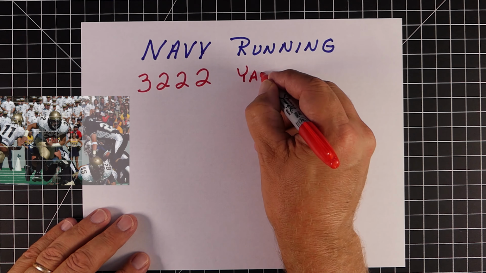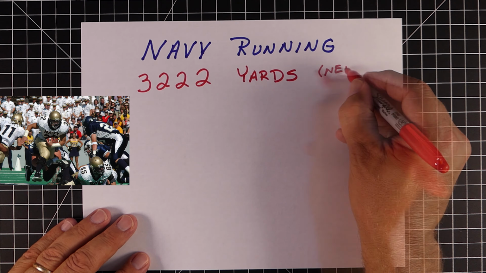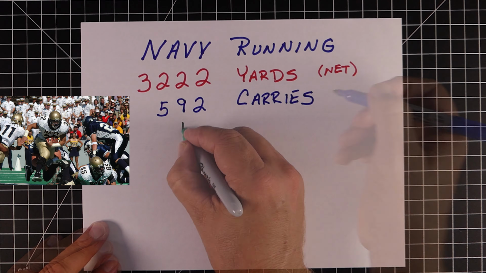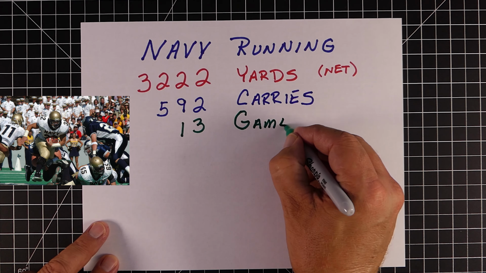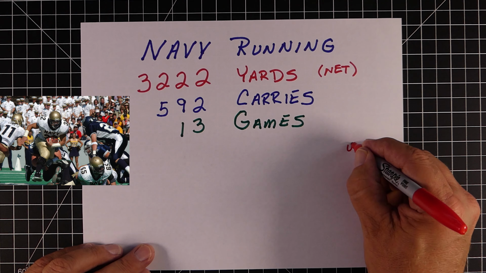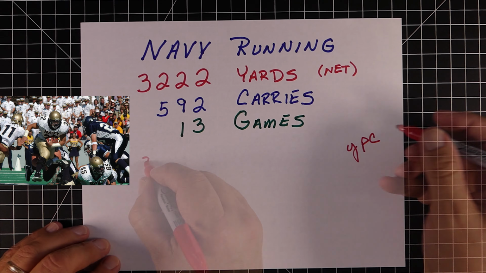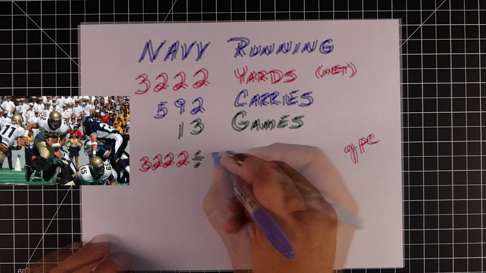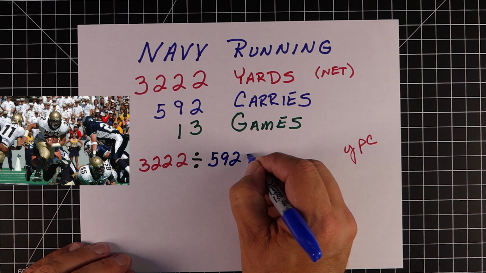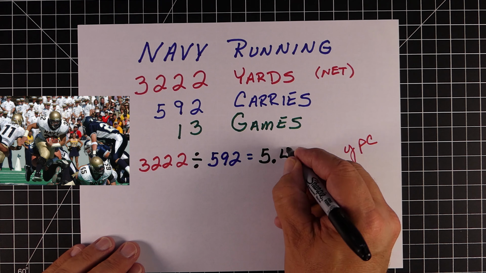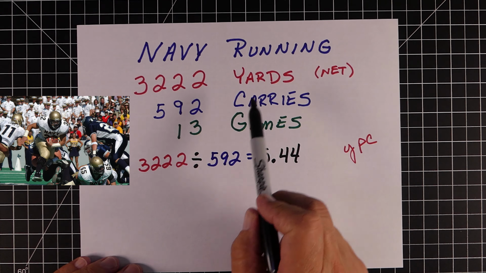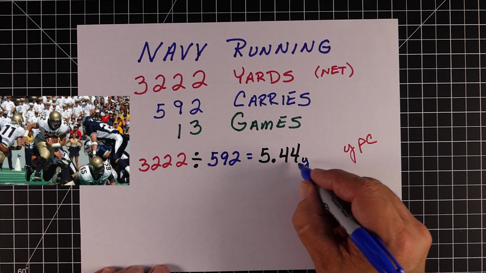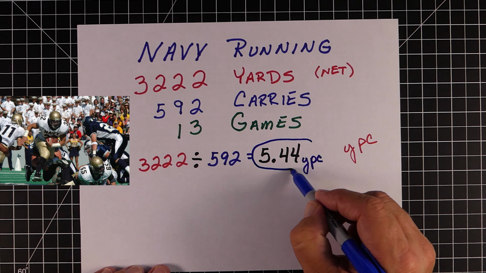Navy is kind of known for being a running team. This past season, they rushed for 3,222 yards, and they did that carrying the football 592 times, and this was in a total of 13 games. So we can actually get a couple different unit rates here. For example, we could find yards per carry. We would take that total number of yards, 3,222, divide it by the 592 carries, and we'd come up with 5.44. And that's how many yards every time they would carry the football, which is excellent.